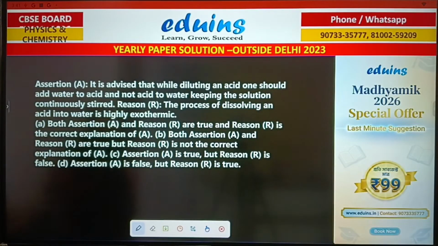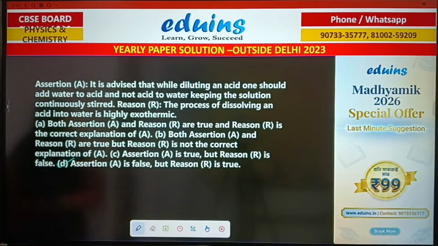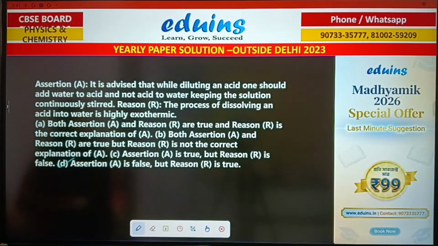The process of dissolving an acid into water is highly exothermic. This is exactly the correct reason. But this assertion is not true because we don't do that. It is advised that we pour acid into water to dilute the acid. So option D is the correct answer, and Shomesh, very good, well done, keep it up.